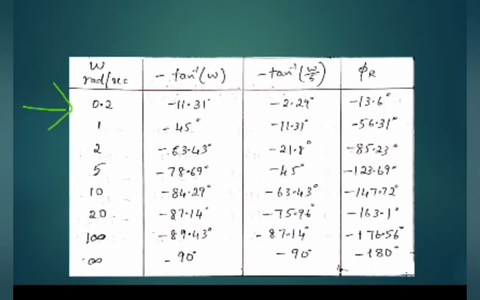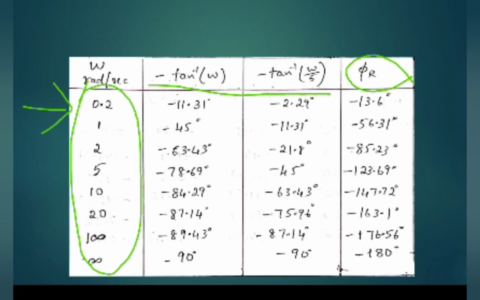This is the table for phase plot analysis, wherein the first column reads the x-axis, which is omega in radians per second, and then this gives the values of the resultant, adding all the angles which are present in the equation.